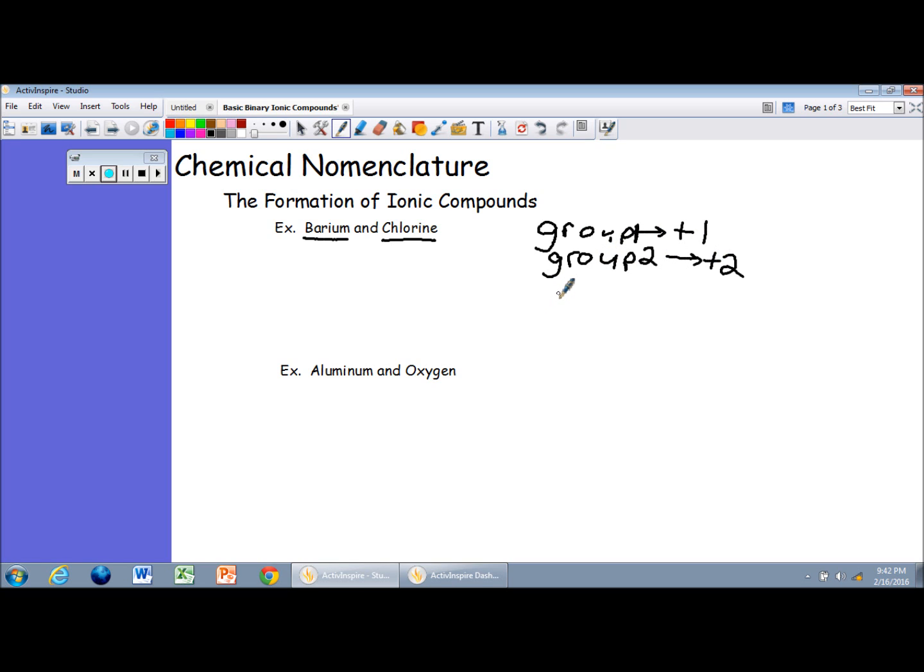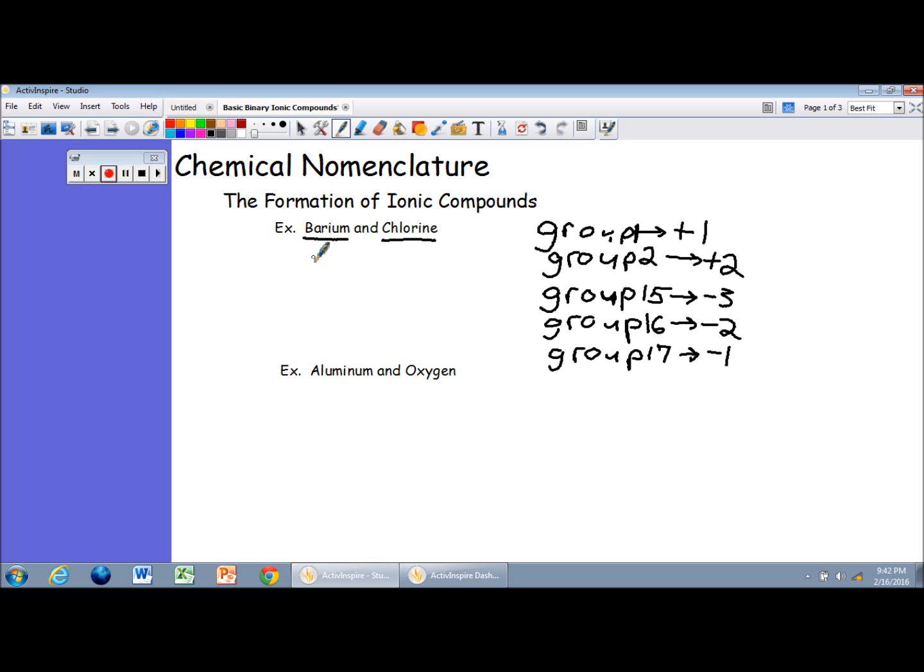Then if you're a nonmetal in group 15, you will have a -3 charge. Group 16, you will have a -2 charge, and group 17 will have a -1 charge. So this is where your periodic table is going to come in handy.